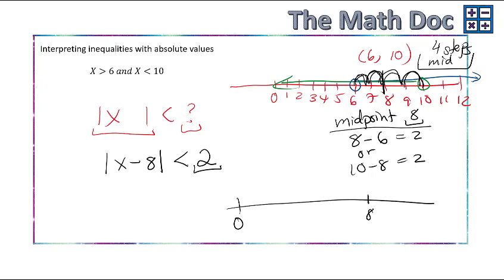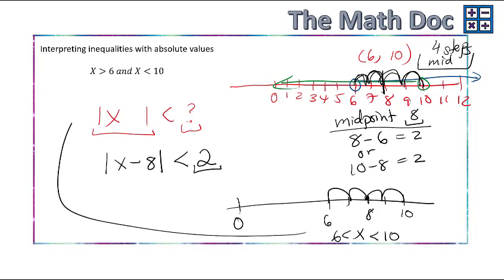Let's say 0 is here. And we go 1, 2, 1, 2. So this is 6 and this is 10. And now centered around 8, we can go 2 to the right or 2 to the left. And our result is that x has to be larger than 6 and less than 10, which is exactly the result we started with. We will look at the opposite example in the next slide as well, and then we will do a couple of good examples.